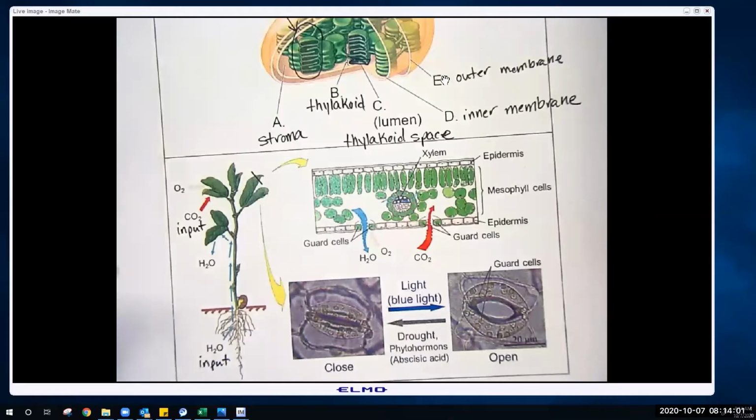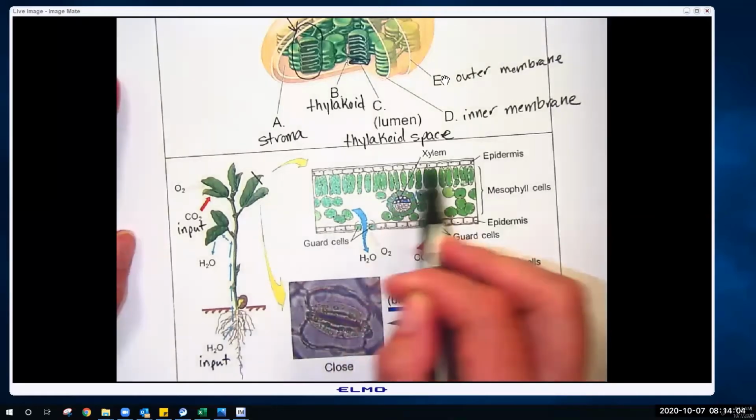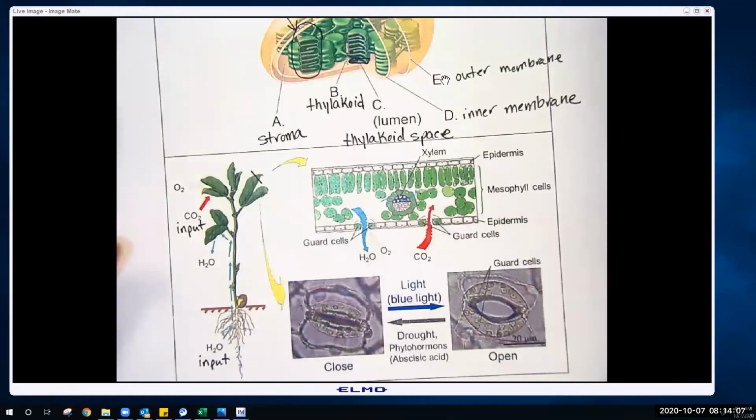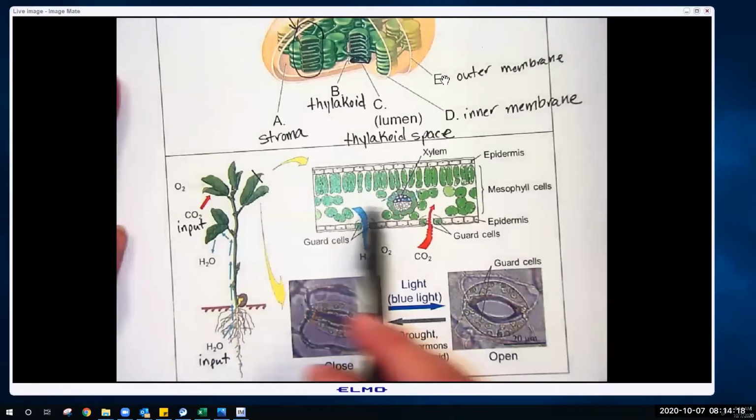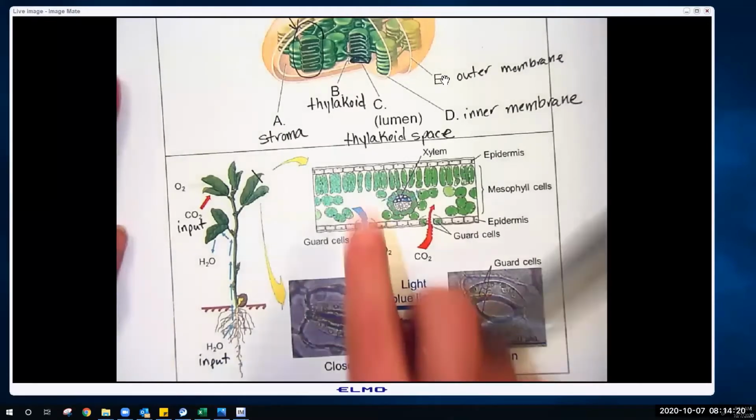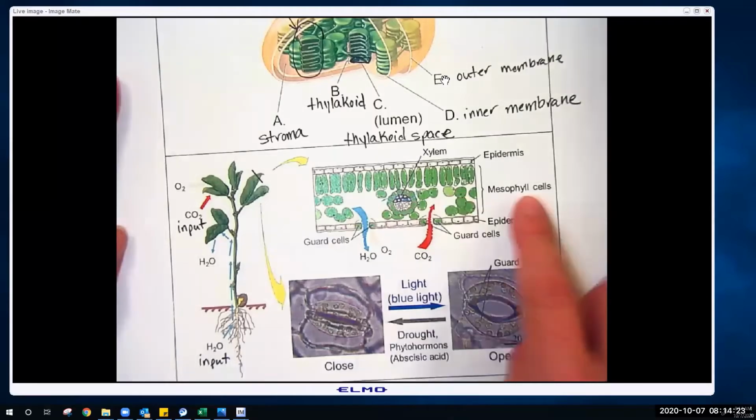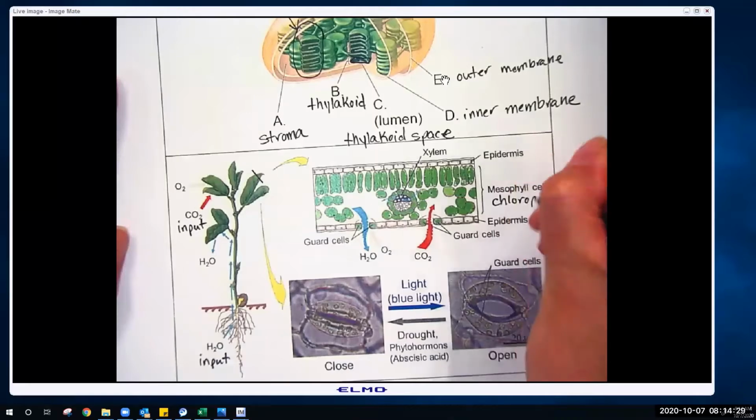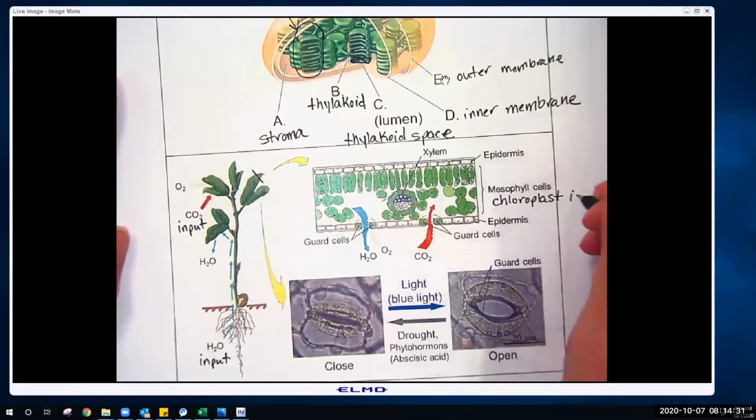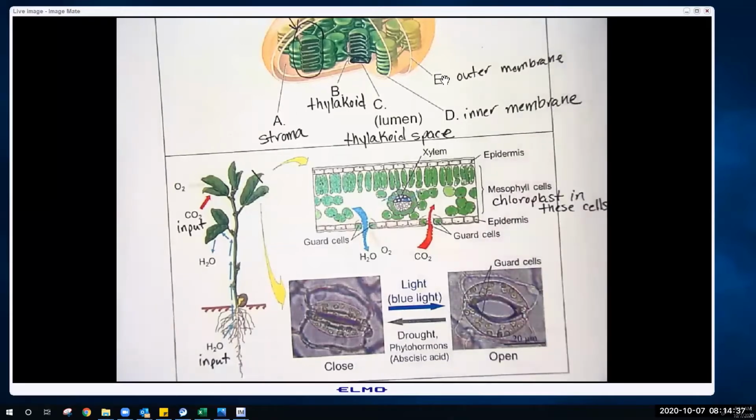So if I had a leaf and I cut it and then I magnified it to see what was inside the leaf, here on the top of the leaf, we call that the epidermis. Just like our skin is called the epidermis. So it's like the outer covering. So there's epidermis on the top and the bottom of the leaf. And then you can see these green cells inside, and we don't really care what they are, but these are the mesophyll cells. These are the ones that have chloroplasts. And we can see that because they're green. We can see that pigment molecule chlorophyll.